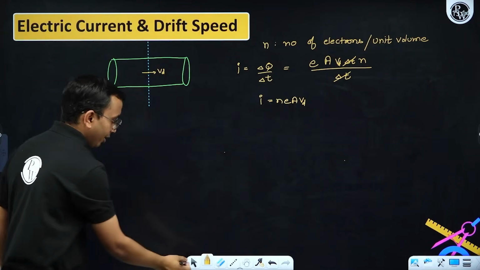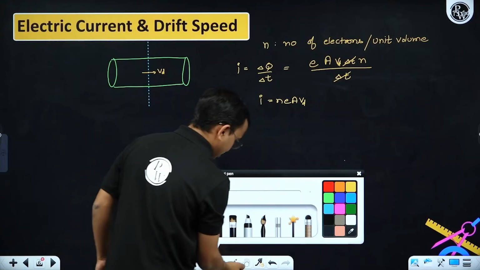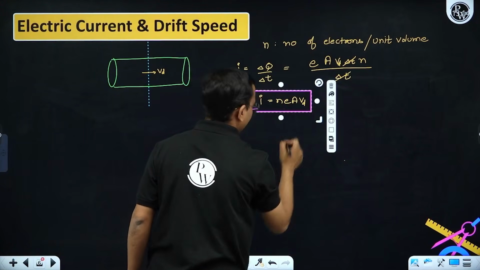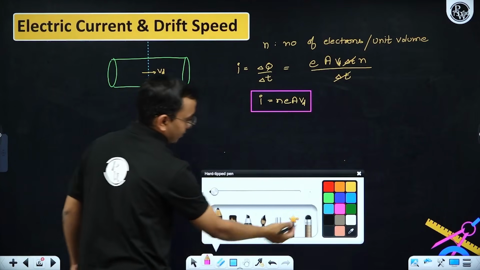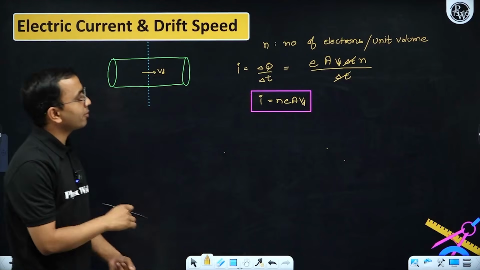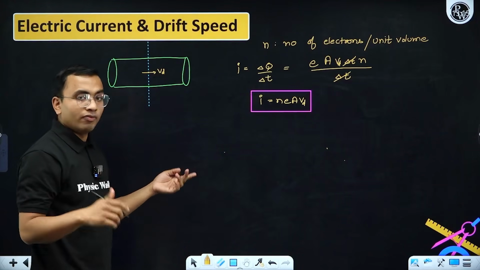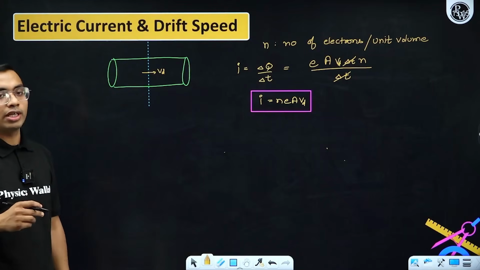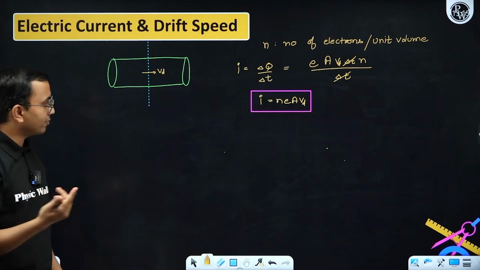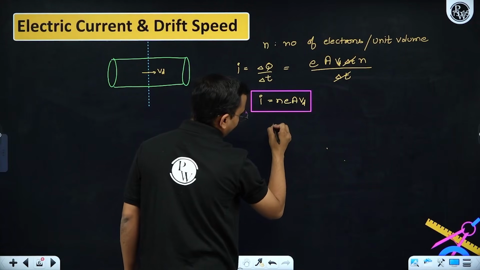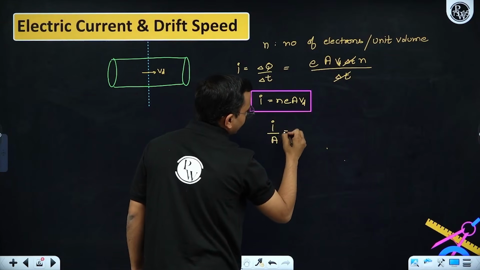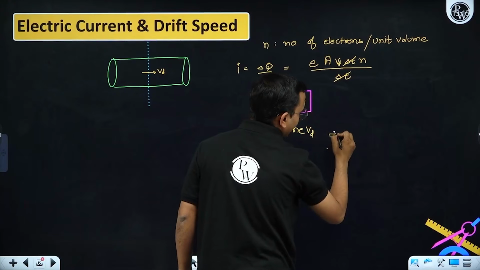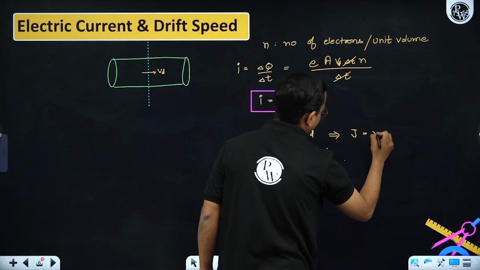This formula is important. You should remember this formula, which relates the current and the drift velocity. Now from here, one more thing, I can define the current density. Current density is basically current per unit area. So if I write I by A, this is nE into Vd, and from here I can say my J is nE into Vd.